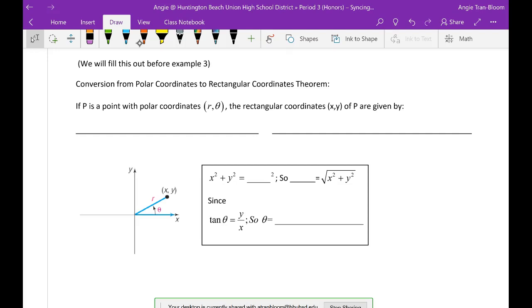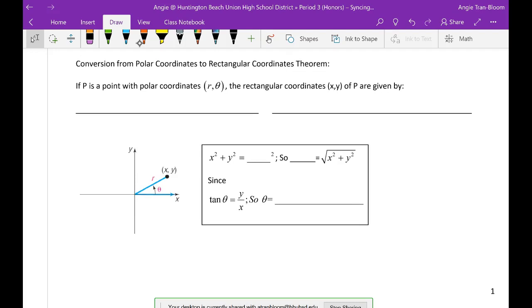Theorem. Okay. If P is a point with polar coordinates r comma theta, the rectangular coordinates, by the way, what on earth is the rectangular coordinate? That's the regular coordinate system, the only one that we have been using, okay? The rectangular coordinates x comma y of P are given by. So here's P. Can you see P right there?